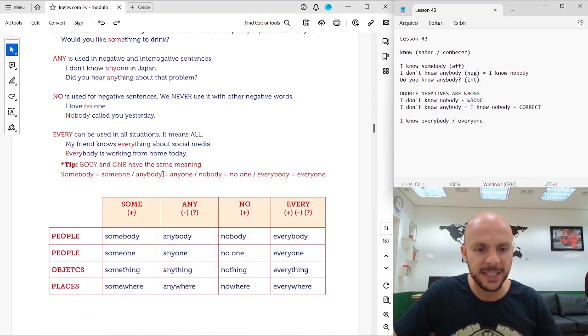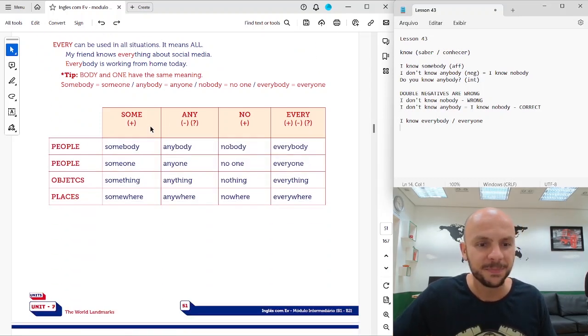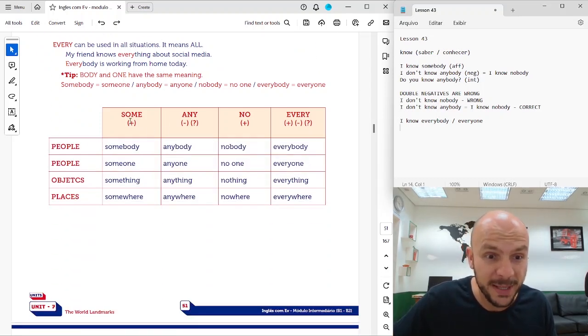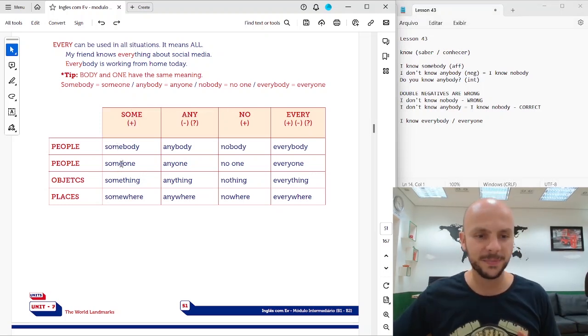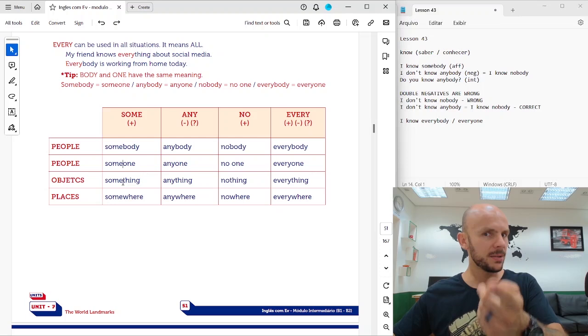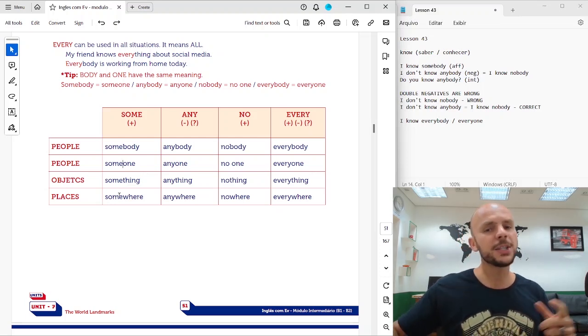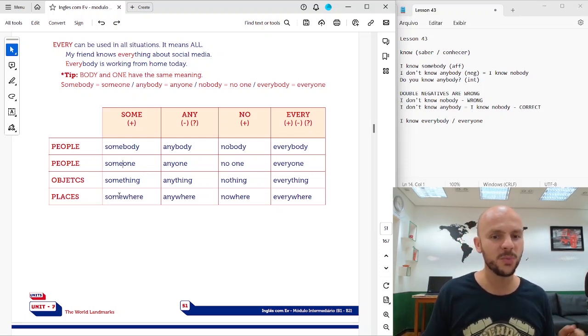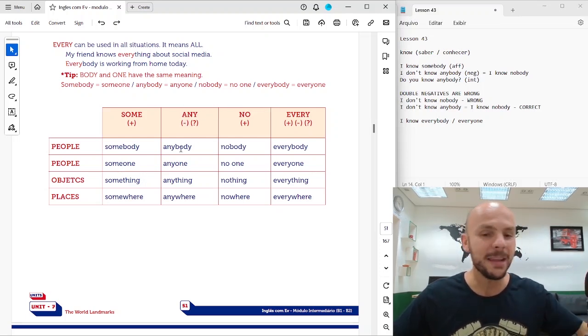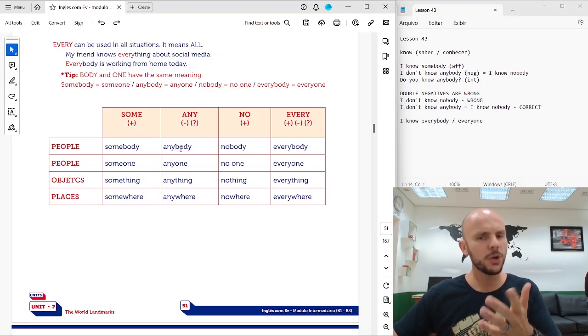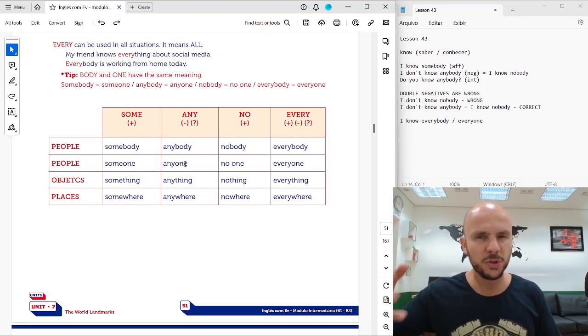So here we have a table explaining this. Some for affirmative sentences. I know somebody. I love someone. I have something to tell you, okay? Let's go somewhere. Any I use for negative and interrogative. I don't know anybody there. Do you know anyone in Mexico?